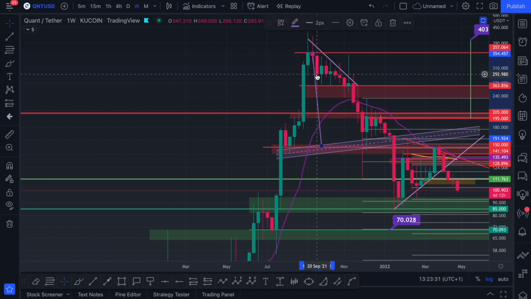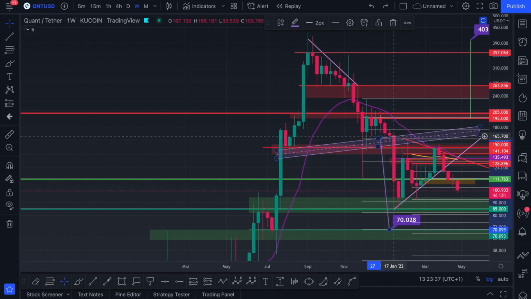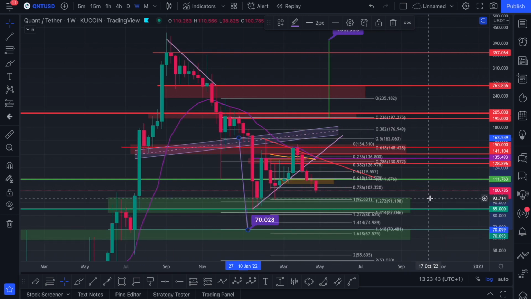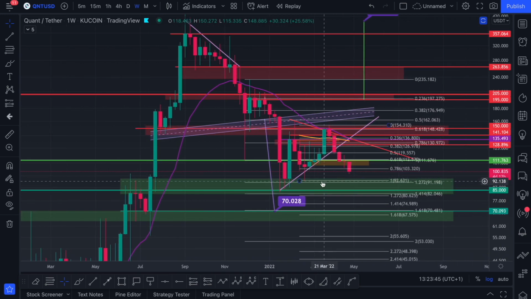From the highest body there, back to the neckline. Wherever you break the neckline, that's where you place this line. So right there, just in line with that, as you can see. And then yeah, your target is about $70. So there are multiple reasons on this chart why we're going to go down.